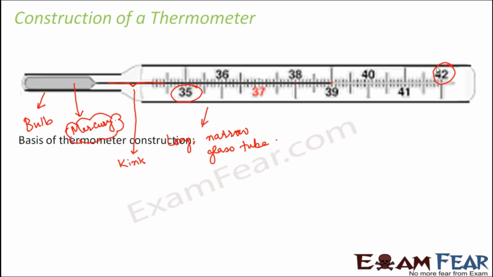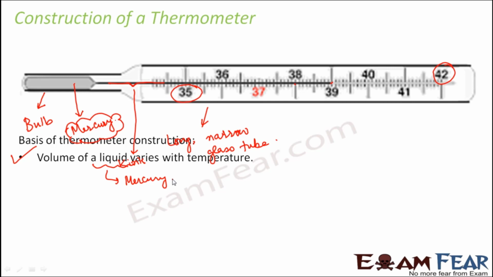So what is the basis of construction of a thermometer? The basis is that the volume of a liquid varies with temperature. And which is the liquid that is being used here? The liquid is nothing but mercury. So as you heat it, the mercury expands, and when the mercury expands, its level increases. It tends to go high up on the thermometer scale.